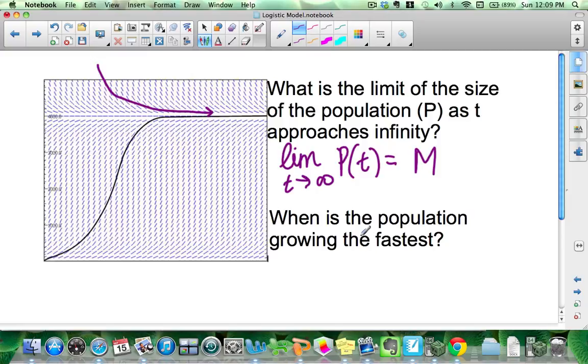Next question, when is the population growing the fastest? When does this have the steepest slope? It looks like it's happening in here. What would your guess be? You're probably right. It's whenever the population is at half its carrying capacity.